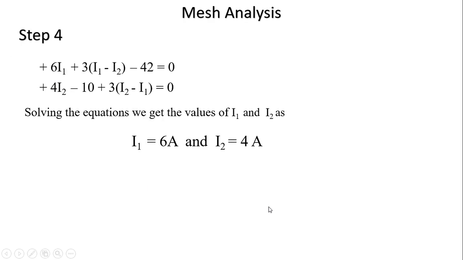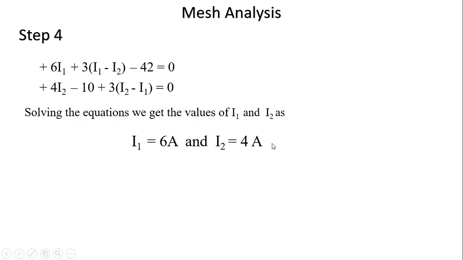Step number 4, which is the final step, is solving both the equations. The first one is the equation that we got by applying KVL in the first mesh. The second one is the equation that we got by applying KVL in the second mesh. Solving these two equations, you may use Cramer's rule or any other method, such as the elimination method. If you solve them, you will get the values of the unknowns: I1 is equal to 6 amperes and I2 is equal to 4 amperes.